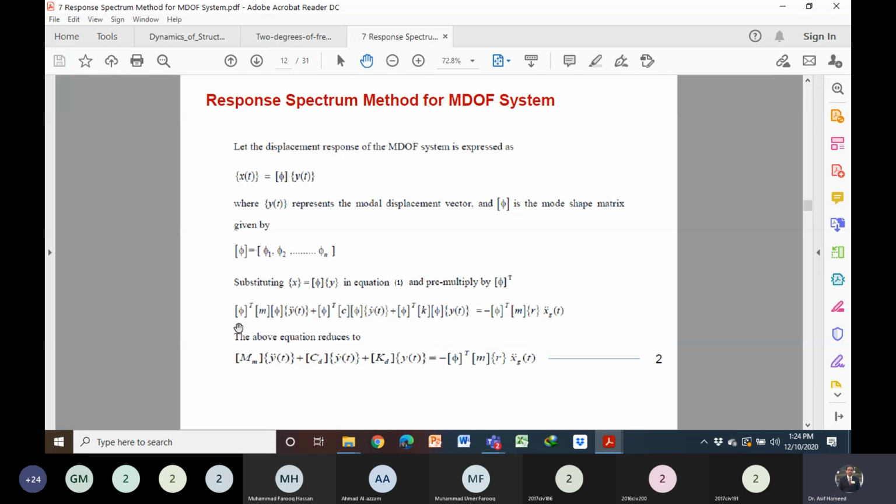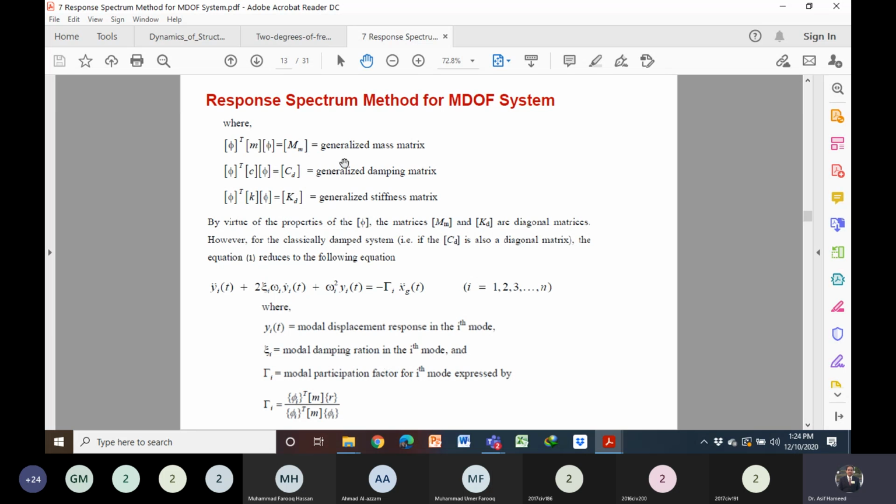Okay. And then we can use the orthogonal property. By using the orthogonal property, this will be equal to another mass matrix, this will be equal to another damping matrix, and this will be equal to another stiffness matrix. Look at here. So we have the generalized mass matrix, generalized damping matrix, and generalized stiffness matrix. And these matrices are diagonal. Okay. Mass matrix, stiffness matrix, they are diagonal. We have used the orthogonal property.